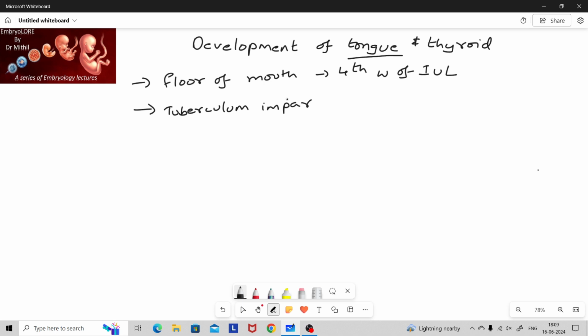After the tuberculum impar appears, it is followed by the lateral swellings called the lingual swellings. To conclude in a simple line, these two are the main contributing areas for the development of the tongue. The two lateral lingual swellings are placed slightly distally.